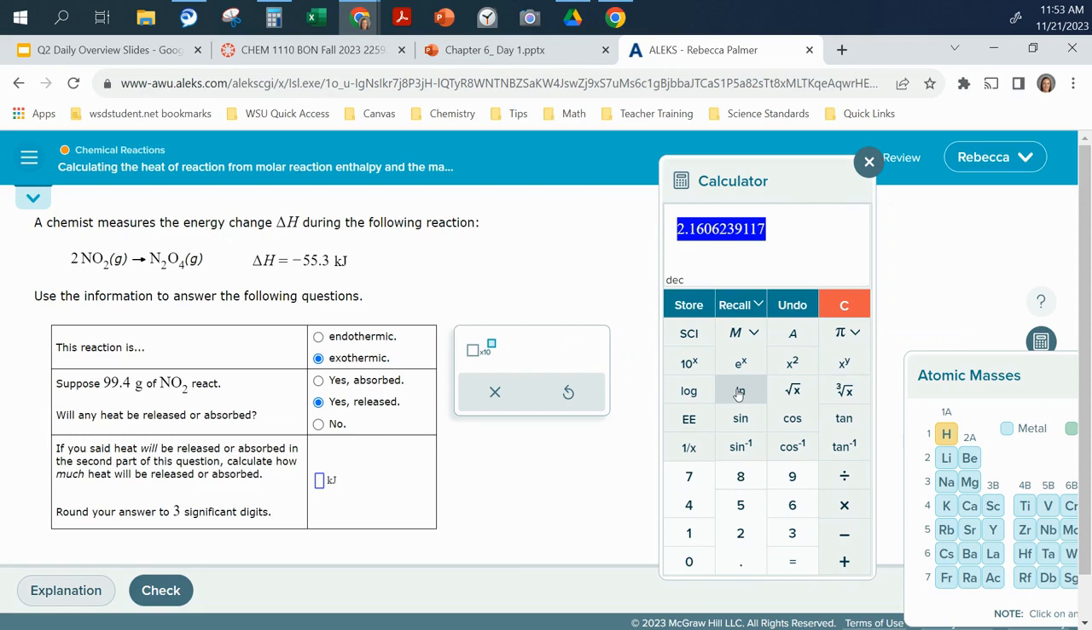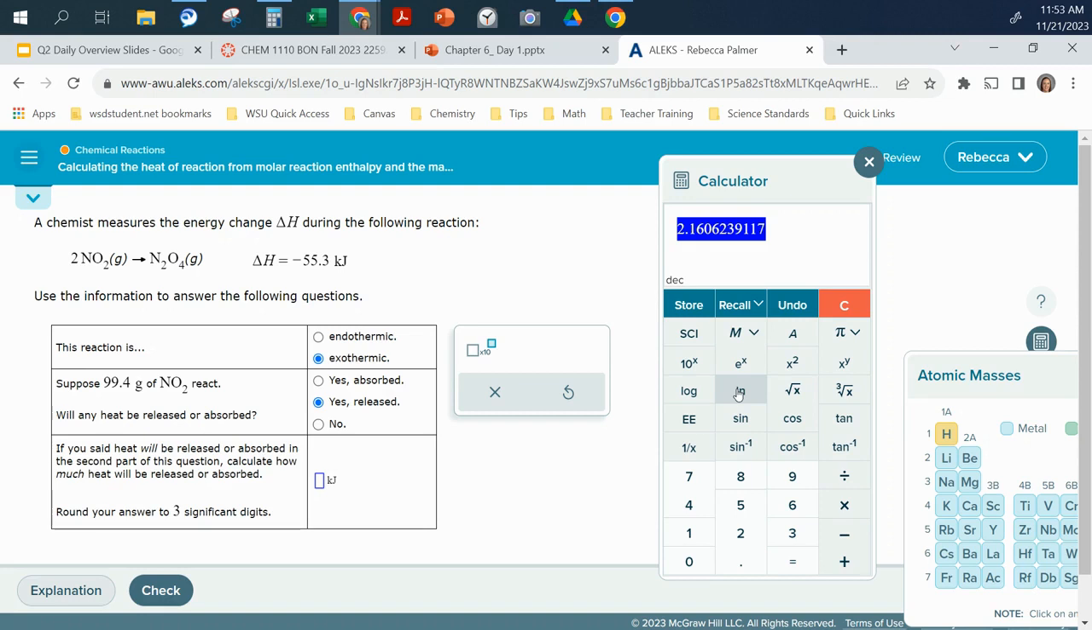Okay, and then this equation is another conversion. We have for every 2 moles of NO2, we get out negative 55.3 kilojoules. So I'm going to take this number. This is how many moles we used. This is how many grams, but this is the same number in moles. So it's like feet and miles, we just converted. So I'm going to take my number in moles. And we need to find how many kilojoules.